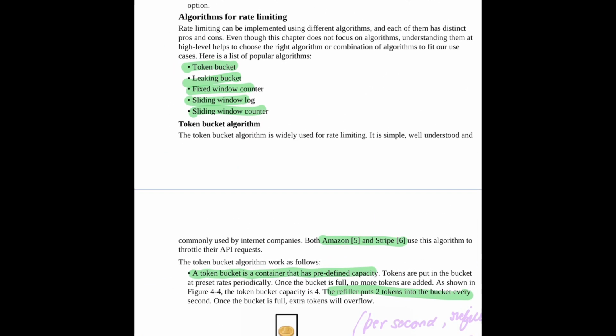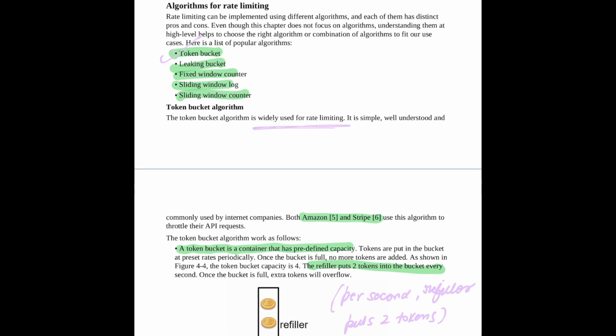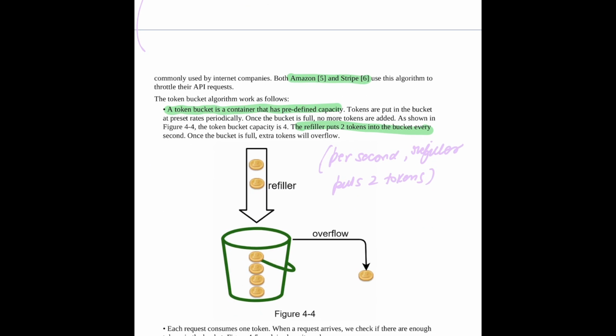So let us start with the first algorithm, that is the token bucket algorithm. The token bucket algorithm is a very widely used algorithm when it comes to rate limiting. So this is one algorithm you can remember. Stripe and Amazon both use the token bucket algorithm. What it essentially means is, from the name it's clear, token bucket. So there is a bucket that has got some tokens. Now this bucket has a predefined capacity. For example, in this case, if you see, the capacity of this bucket is 4.